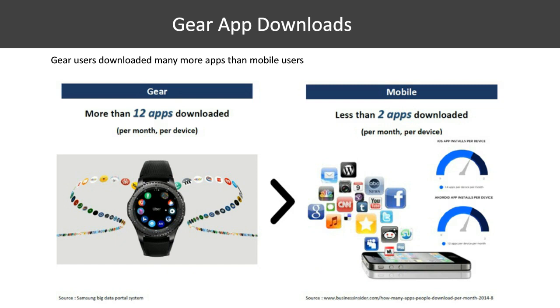Gear users: this is a comparison of app downloads between the Gear and mobile. Gear users have downloaded more apps than mobile users. There have been more than 12,000 app downloads per month per device on the Gear, whereas on a mobile, it has been less than 2 app downloads per month per device. That shows that wearable users are consuming more applications when compared to mobile users.